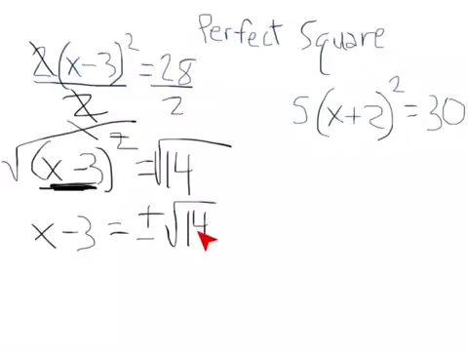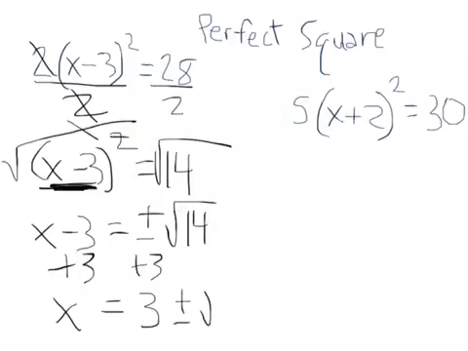And now from here, square root of 14, I'm not going to be able to split up 14 any more than that, so I'm just going to leave it as square root of 14. And I don't have x all the way alone yet, x - 3, so I'm going to add 3 to both sides to get x all alone. And when I do that, I have x = 3 ± √14.